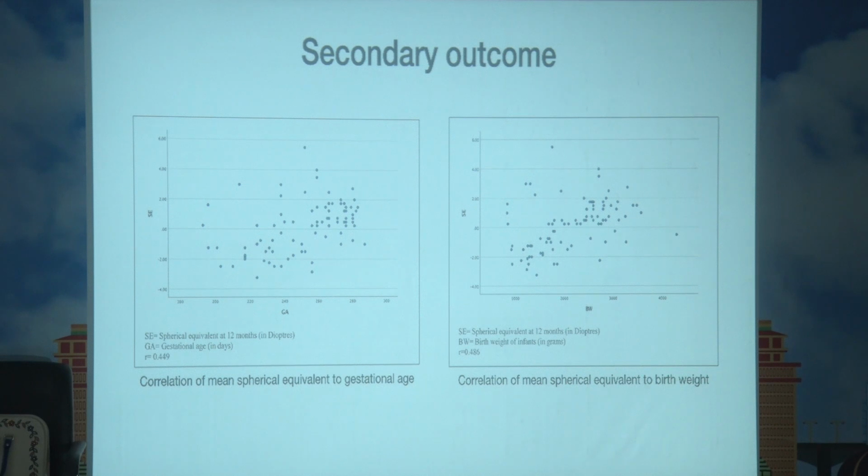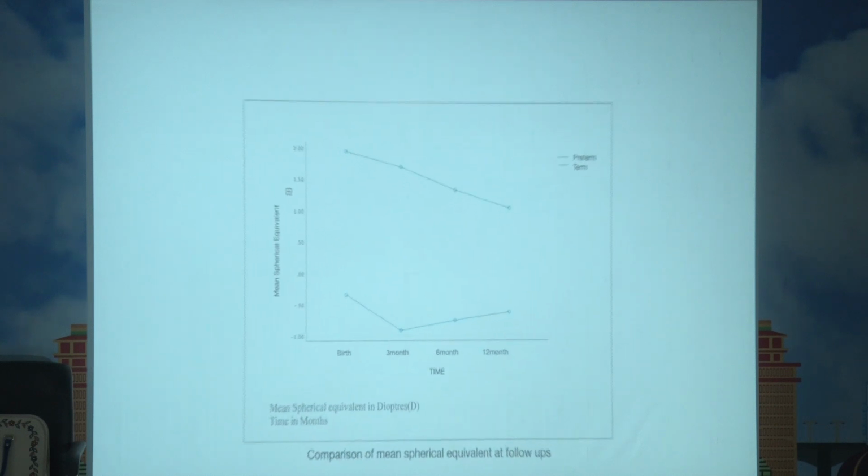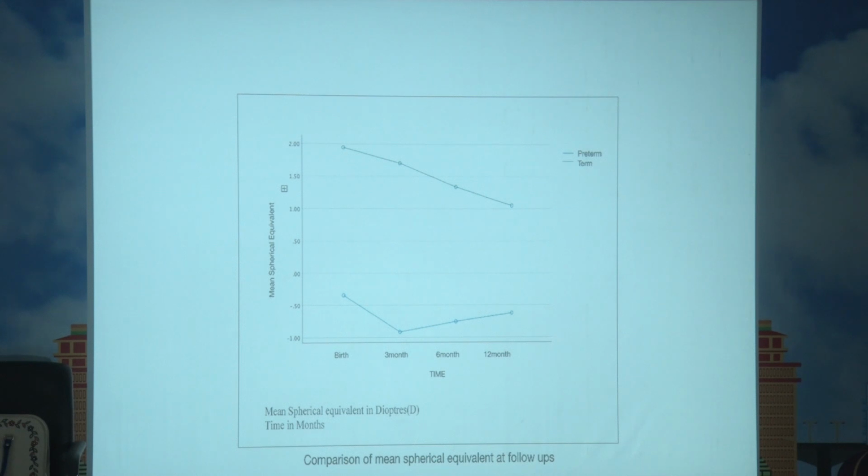These are the plots showing the correlation between the mean spherical equivalent and the gestational age and the birth weight. Here we can see that the birth weight is strongly associated with the spherical equivalent more than the gestational age. This is the plot showing the comparison of the mean spherical equivalent and its increment within infancy. Here we can see that the preterm babies initially deviated towards myopia, and then went towards emmetropization, whereas the term babies were emmetropizing smoothly from the beginning.